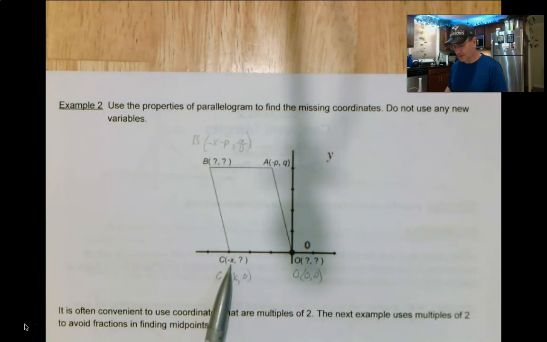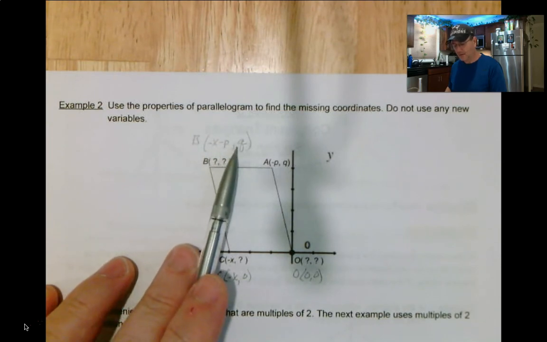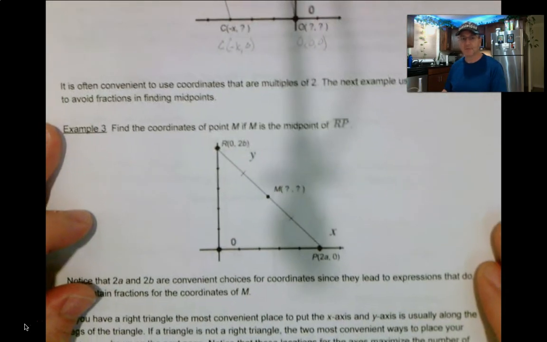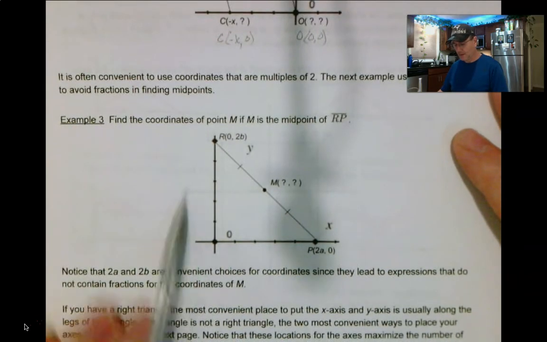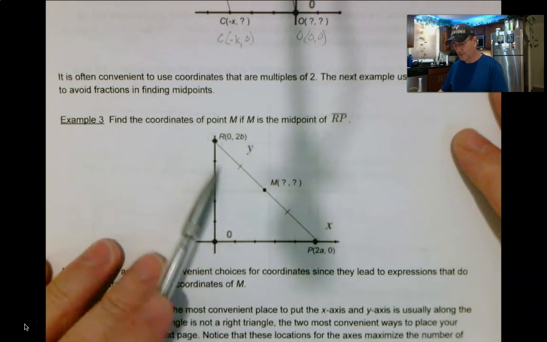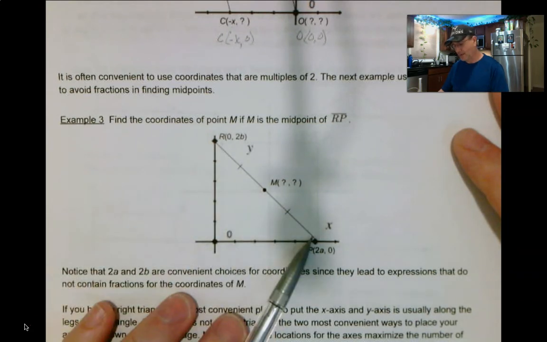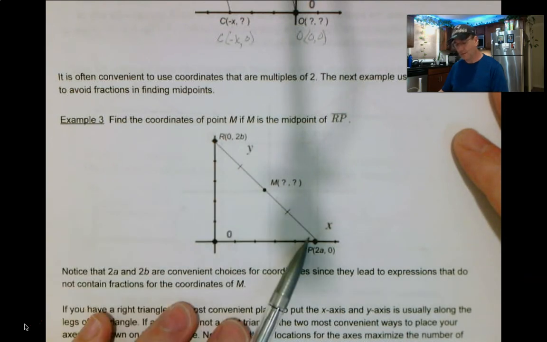This would still be negative x, comma 0. This would be negative x minus 2p, comma 3q. And it would still be a parallelogram. And maybe that makes the algebra later on easier. For example, here we have this triangle, but really we're just looking at this segment RP, right? And we want M to be the midpoint of RP.